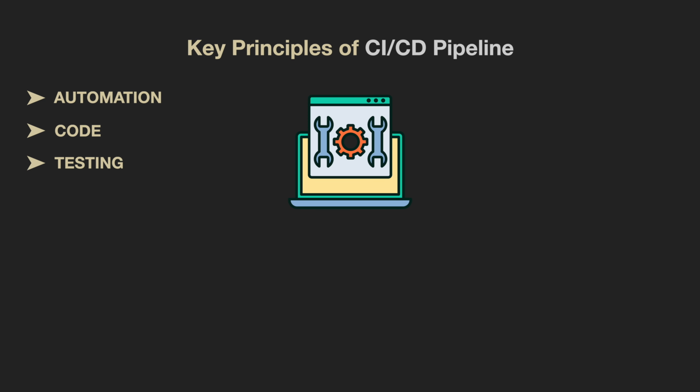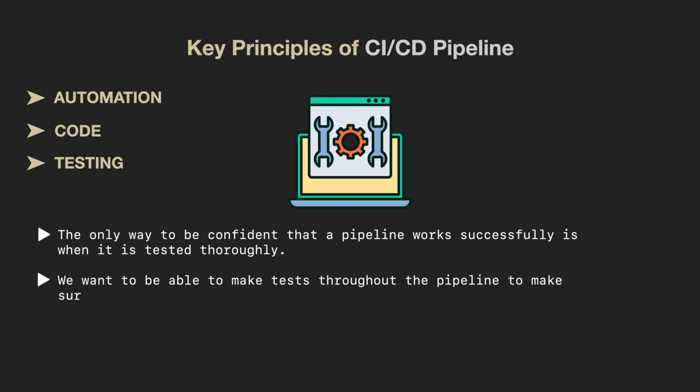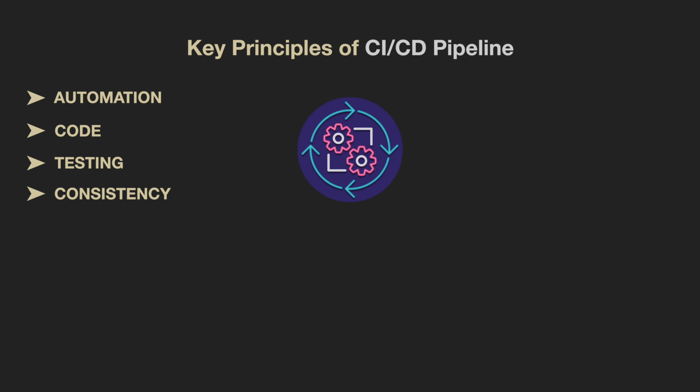The next principle is testing. The only way to be confident that a pipeline works successfully is when it is tested thoroughly. So we want to make tests throughout the pipeline to make sure that we don't introduce anything that will harm the production deployment. We want to implement tests as frequently as we can to verify that the application is in a good state for the deployment.